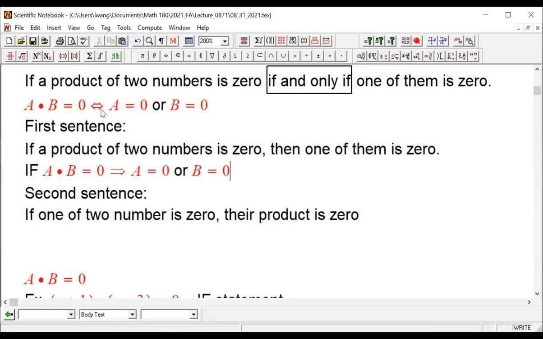Do you see there's a difference between this symbol and this symbol? What's the difference? This is like a two-way street. This is a one-way street, right? But what does the second sentence say? The second sentence says if A or B is 0, and another arrow, then the product is 0.